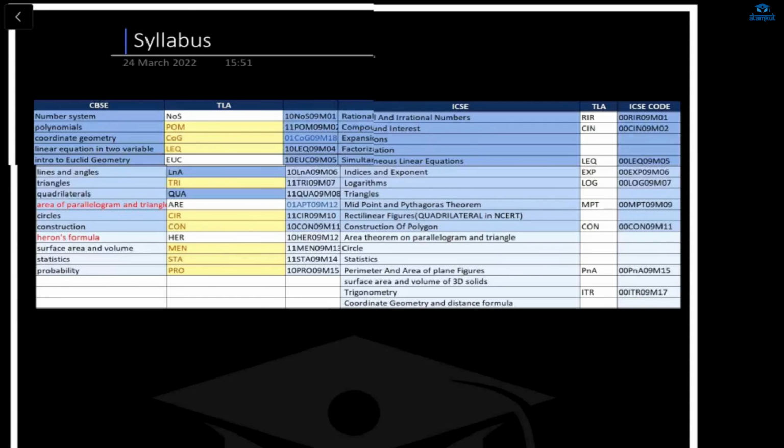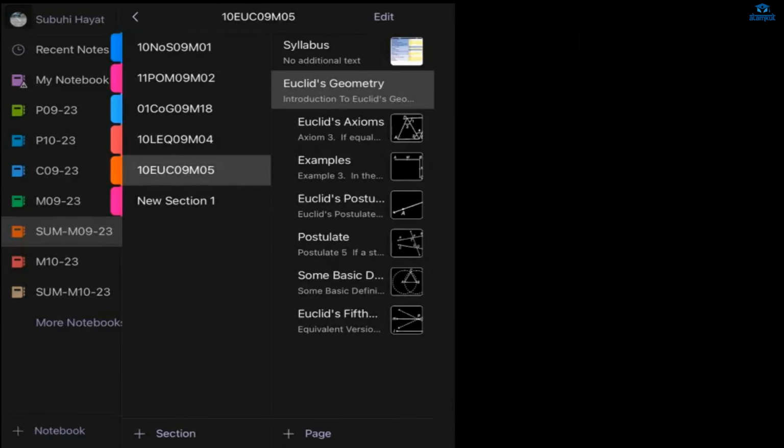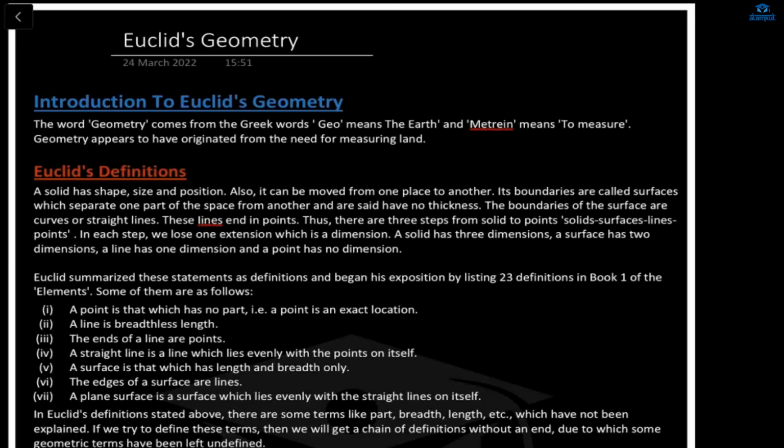Okay, let's come to Euclid's geometry. The word geometry comes from a Greek word, geo, which means the earth, and metry, measuring the earth. How are you going to measure the earth? Geometry is where you do that. The application of geometry is in constructions and all.